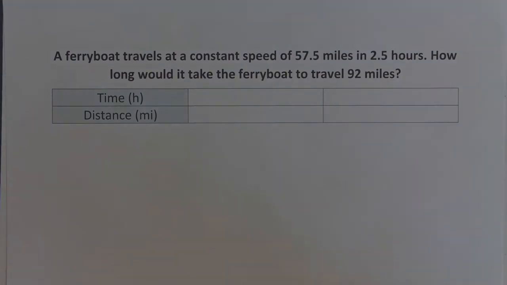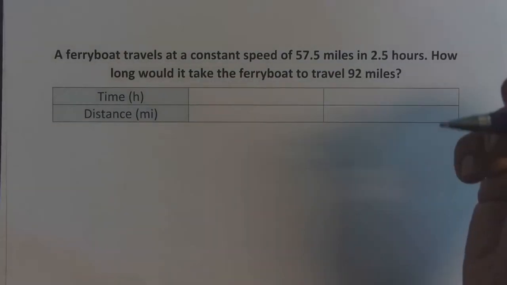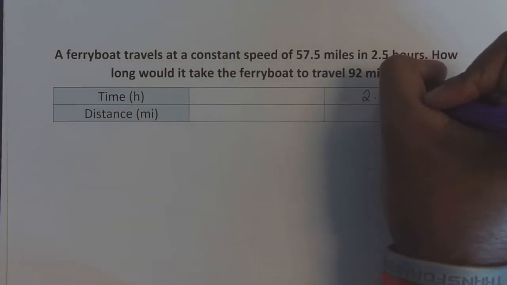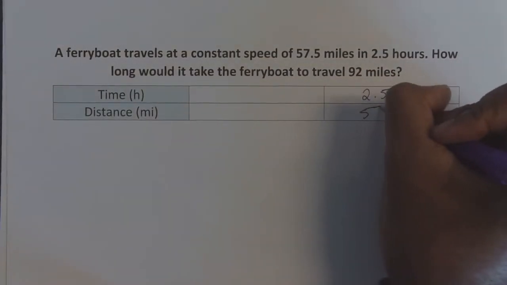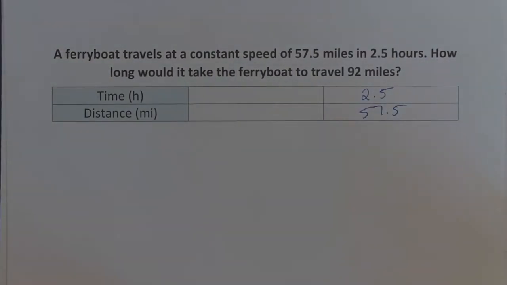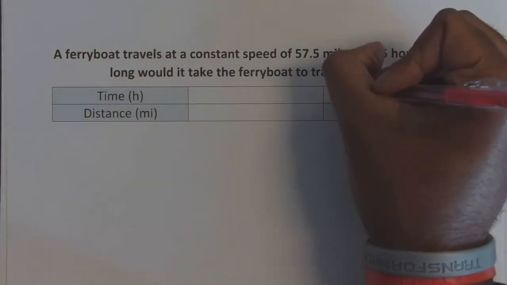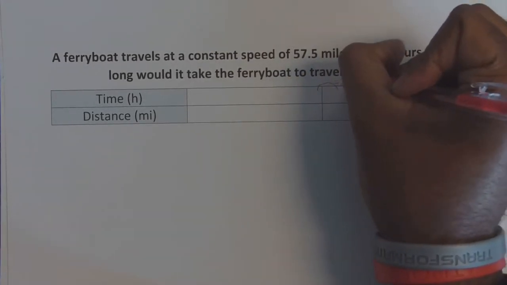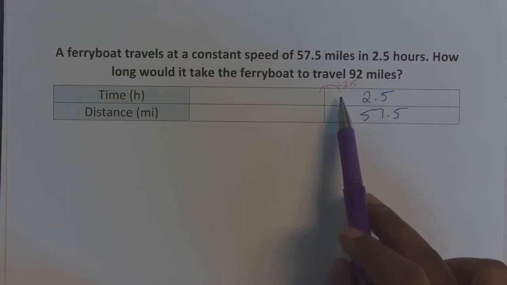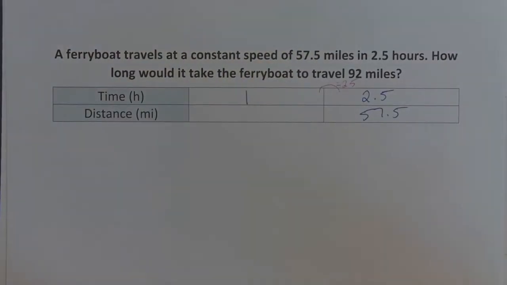So we know that it takes 2.5 hours to travel how far? 57.5 miles. So how can we find out how many miles it'll travel in 1 hour? So how can I get this to be 1? Correct. I can divide my term by my 2.5. So 2.5 divided by 2.5 is going to give me 1, which represents that 1 hour.